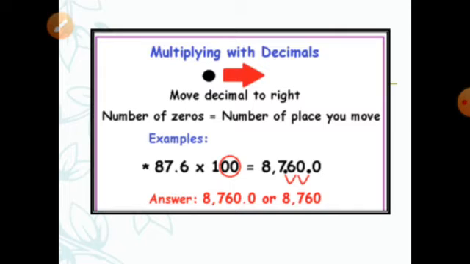So 87.6 times 100, how many zeros are here? 2 zeros are here. So that means the decimal point will move towards the right, but we don't have 2 digits here. We have only digit 6 after the decimal point. So just complete the number of decimal places. We can enter a 0 over here, and then the decimal point will move after that 0. So the number becomes 8760. First it was 87.6.